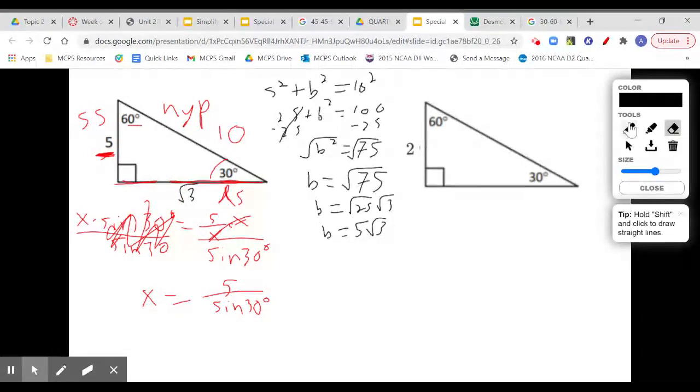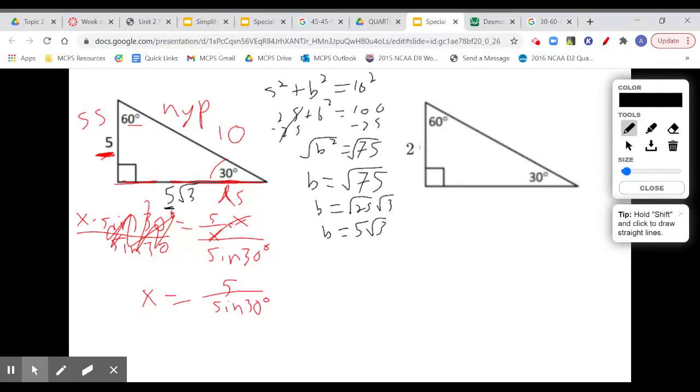Just going to write that a little neater because my computer kind of froze up on me. And interestingly, what I'm noticing right away is that that is the length of the short side times the square root of 3. So let's keep an eye out and see if these relationships hold true on another triangle.